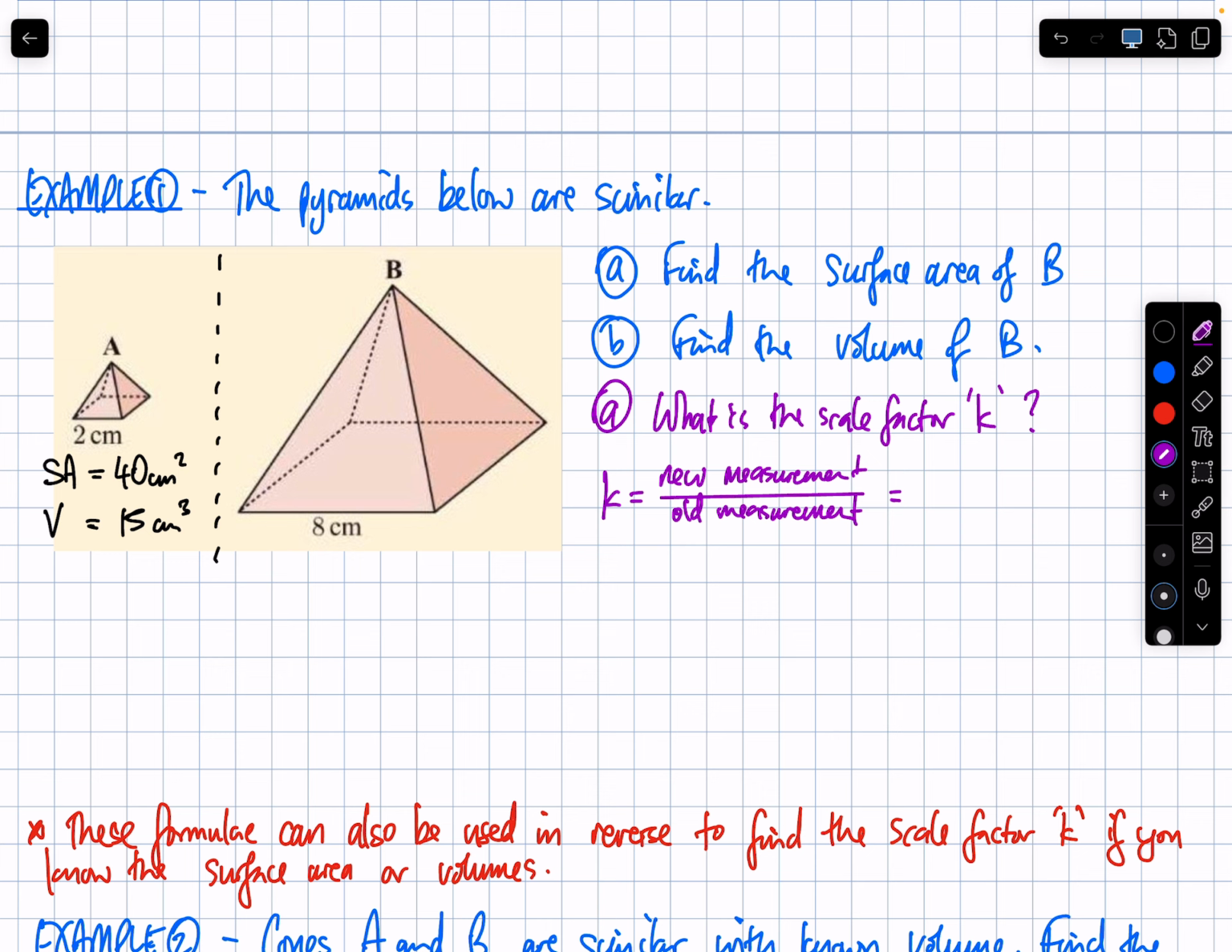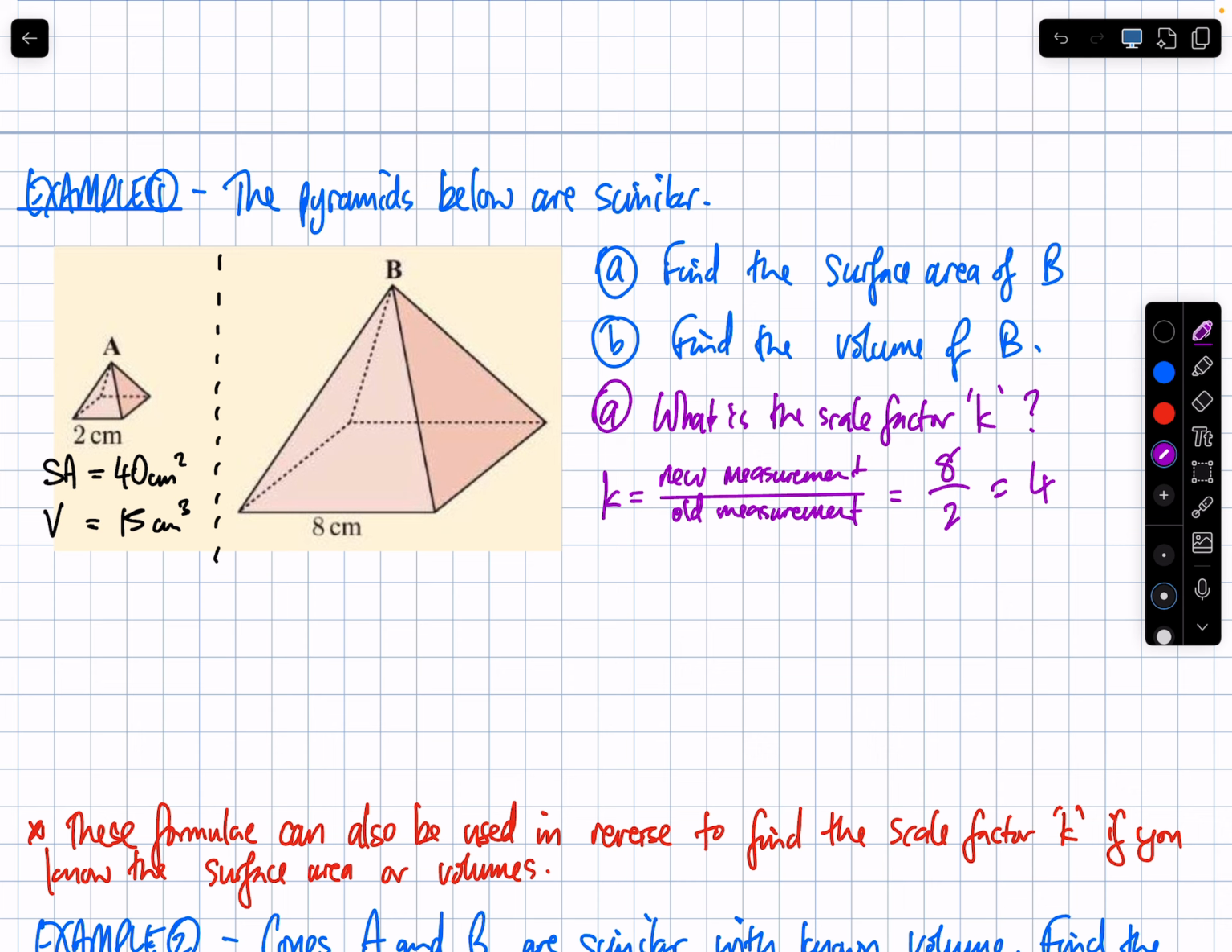Anyone game to tell me what the scale factor is? It used to be 2 wide. Now it's 8 wide. So the scale factor is 4. If it wasn't that easy, I could do new measurement 8 over old 2. So all the measurements got quadrupled. But that doesn't mean the surface area was quadrupled. If all you did was go 40 times 4, you would be wrong. Because it's 4 squared times the old area.